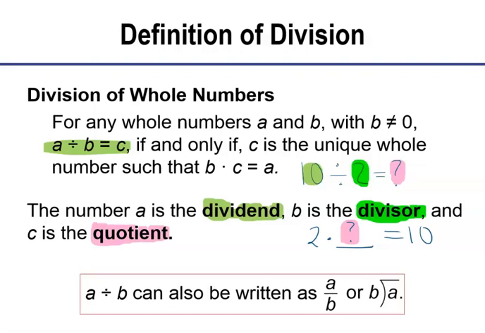And now we've got this definition of division where the quotient is the answer, and you have a dividend and a divisor, and they do not mix up, and we'll talk more about that in a minute. A divided by B can also be written as a fraction, so A divided by B is the same thing as A over B. You could even read this as A divided by B.